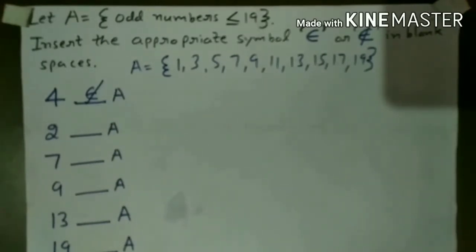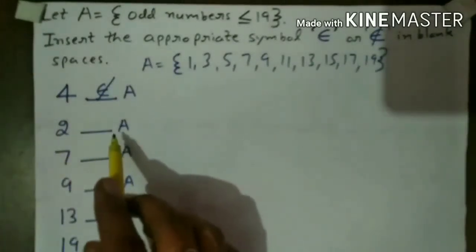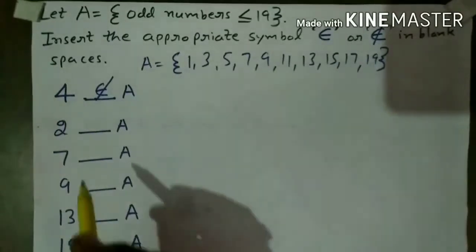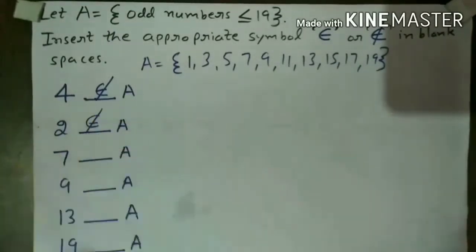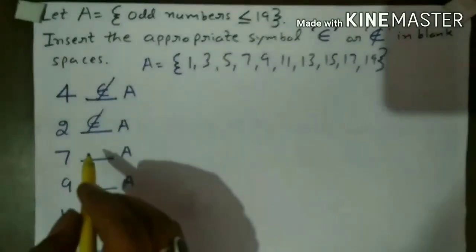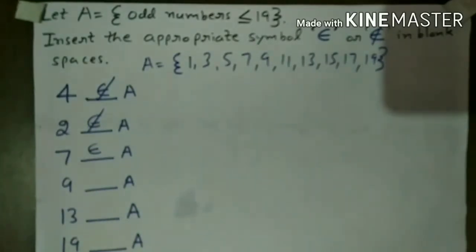Now you may see if 2 is there in the set. No, 2 is an even number and this is the set of odd numbers. Therefore this also does not belong to the set A. Now 7 is an odd number and you can see 7 is there. Therefore 7 is a member of this set, so 7 belongs to A. Now 9 is an odd number, so 9 belongs to this set A.